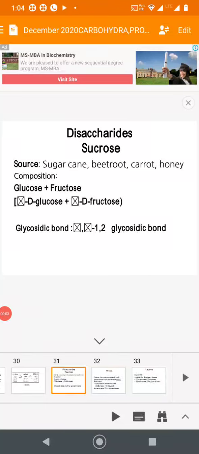Students, let us continue. You have already seen mutarotation. Next slide I am continuing from mutarotation, so there is no need for any confusion.